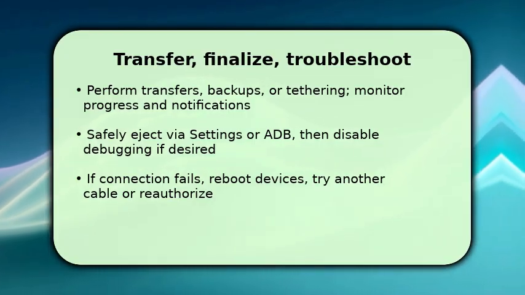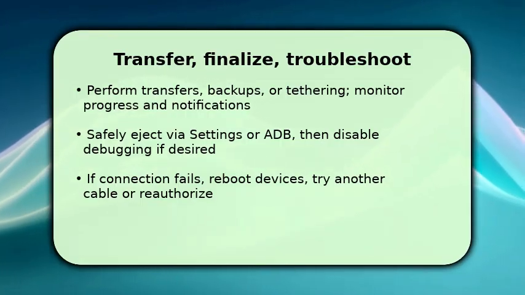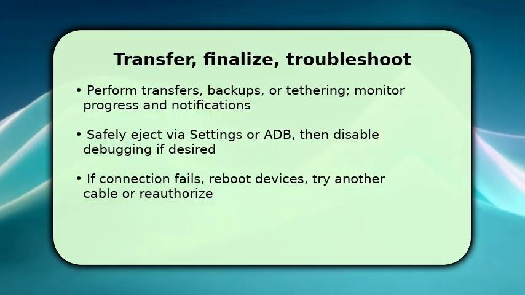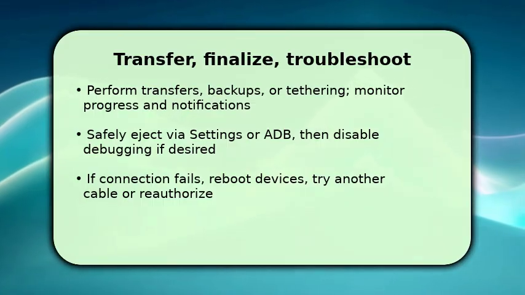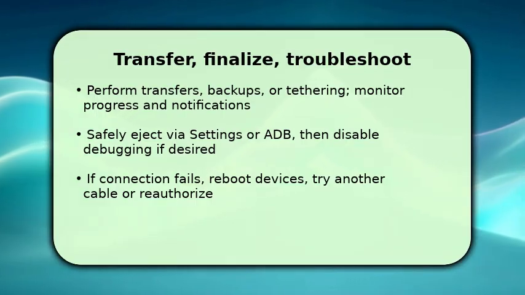Once file operations finish, safely eject from your computer or use ADB to disconnect, and then disable USB debugging if you prefer more security. If things go wrong, reboot both devices, try a different USB cable or port, and reauthorize the host when the RSA prompt appears. These quick fixes resolve most connection issues.